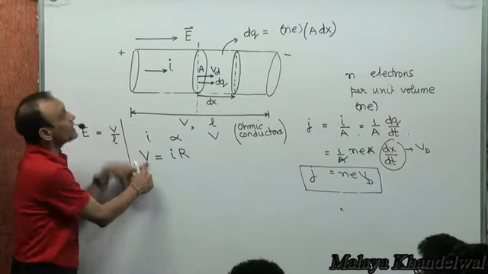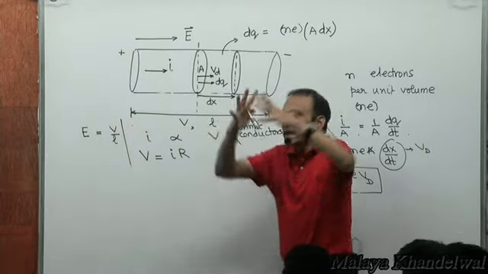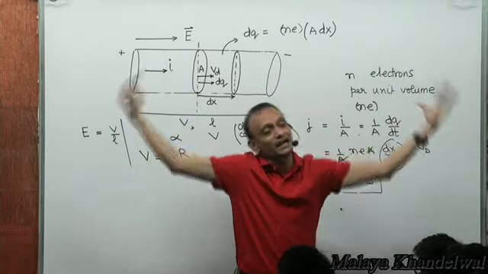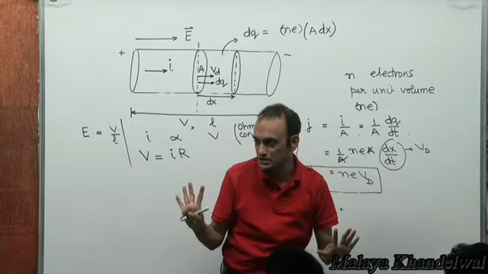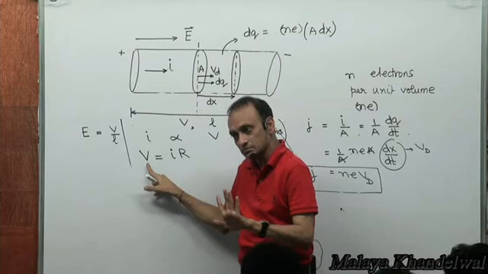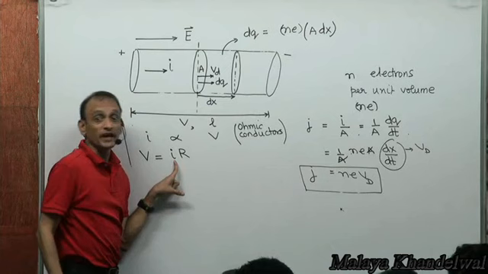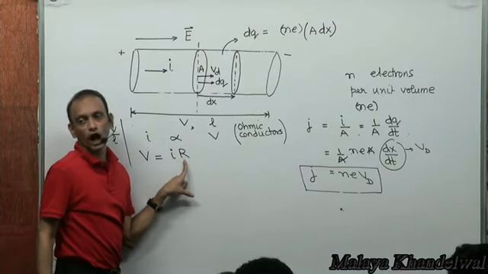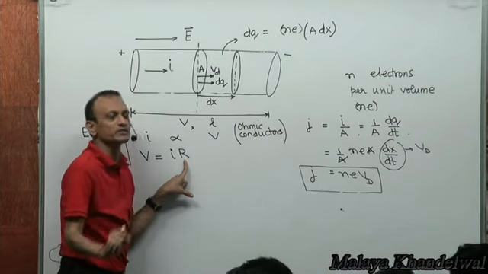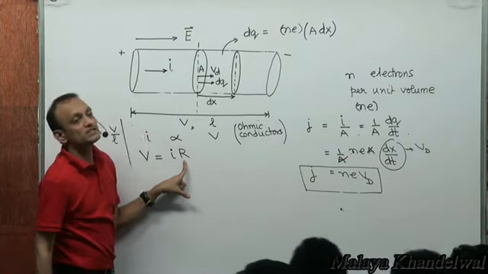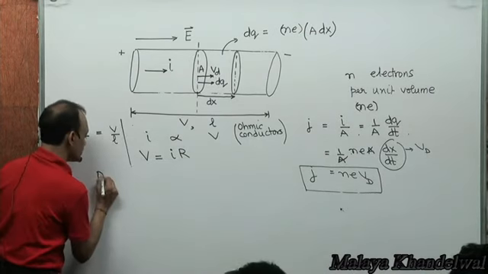Now, this V has nothing to do with the matter. This V is about an external mechanism producing that V. So it has nothing to do with the conductor and its properties, right? I have a handle over this, but I don't have a handle over this. It will depend on R. So R is a property of the conductor, and it's called the resistance. This R is referred to as resistance.